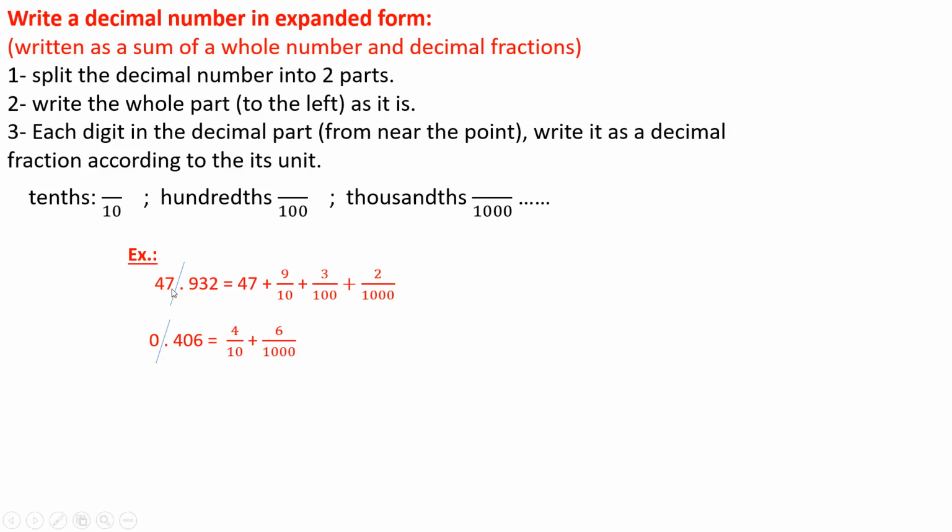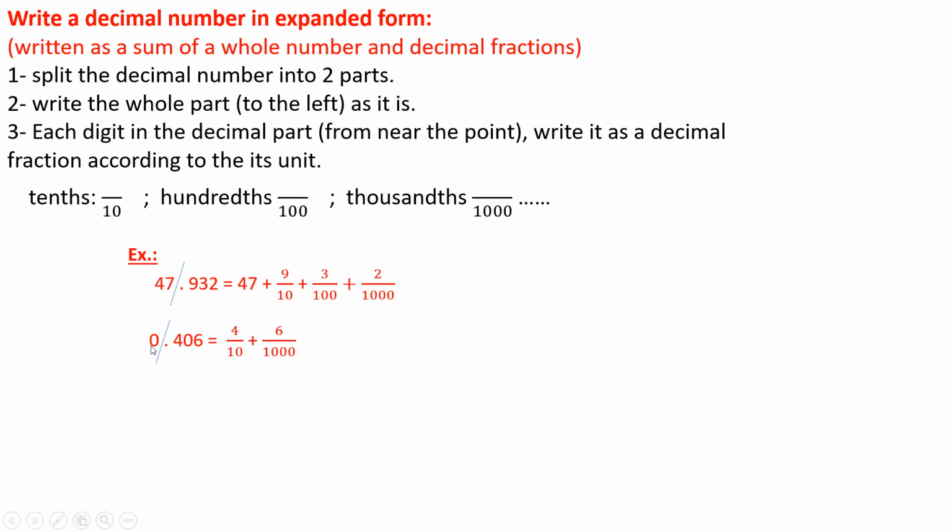For example, 47.932. You see how I split my number? 47 is the whole part, 932 is the decimal part. So I write 47 plus. 9 is in the tenth, so I write 9 over 10 plus. 3 is in the hundredth, so I write 3 over 100. 2 is in the thousandth, so I write plus 2 over 1000.